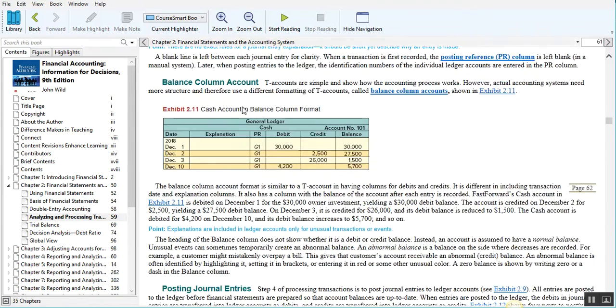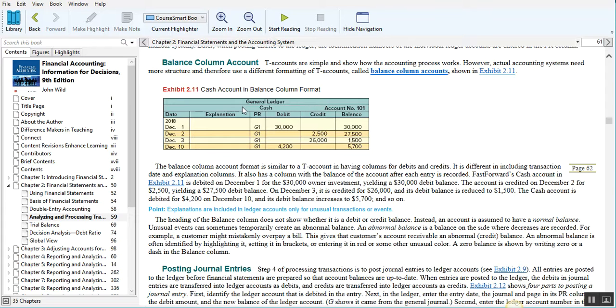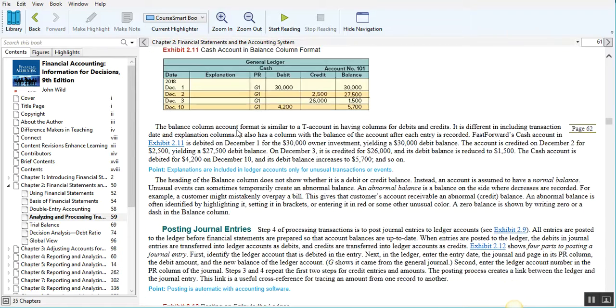If we're looking at the ledger account, the ledger is basically a listing of all the transactions in one specific account, like cash. We're not going to include an explanation, but we will include the debit, credit, and the balance.